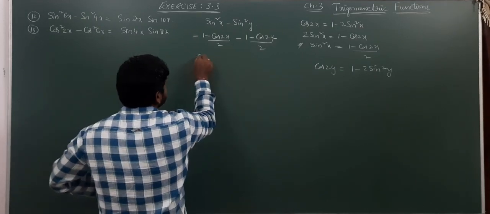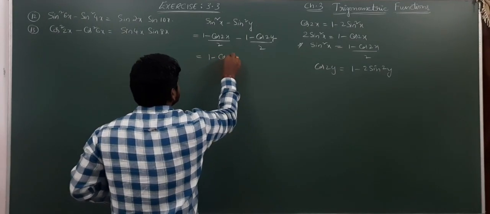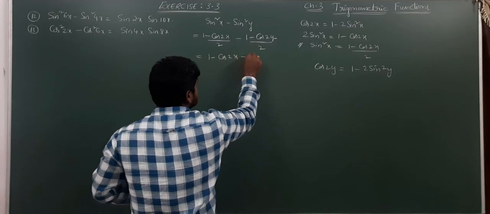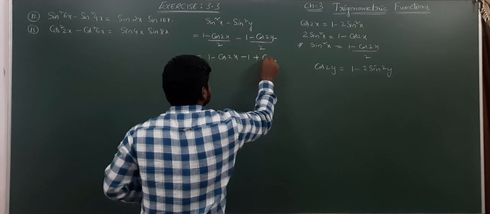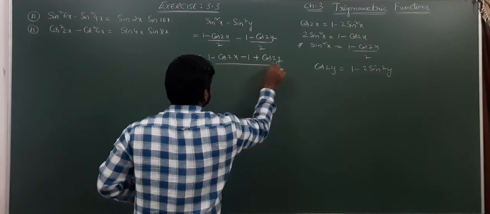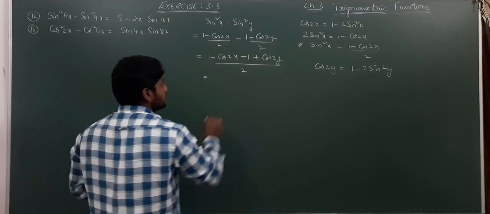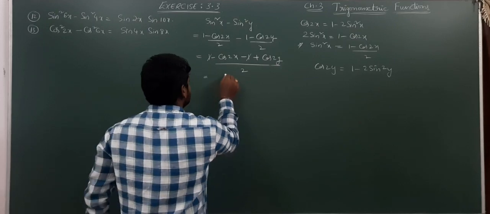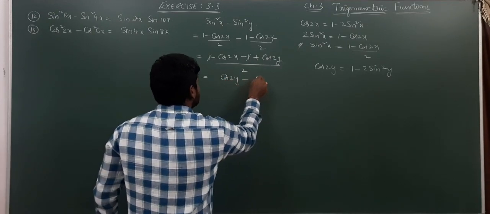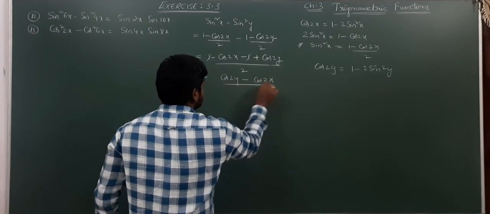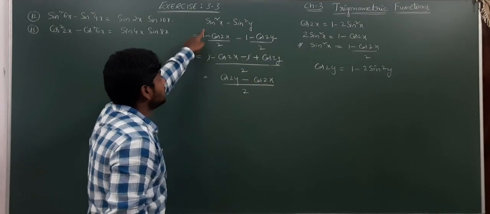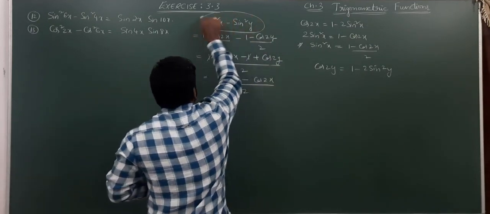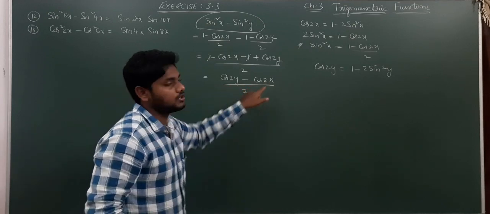So if you subtract these two, 1 minus cos 2x, minus into minus 1 minus into minus, it is plus cos 2y by 2, right? So here minus 1 and plus 1 cancel. It will become cos 2y minus cos 2x by 2. So sin square x minus sin square y will become cos 2y minus cos 2x by 2.